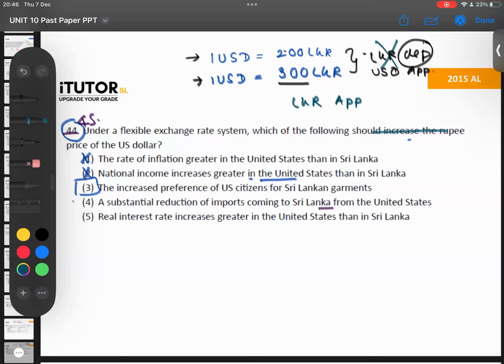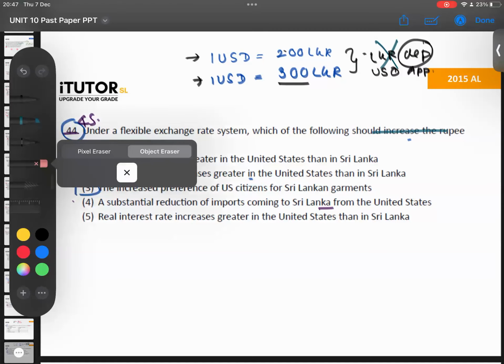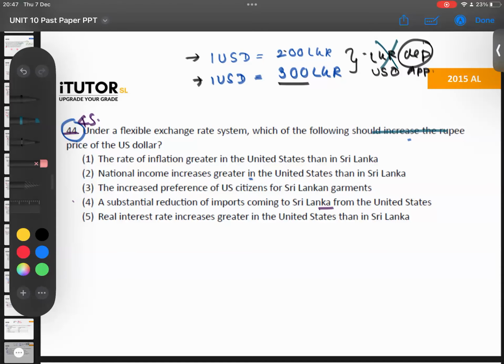We'll try it this way and say, okay, we'll go through each of these answers, Lamai. We'll go one by one. Tell me what will happen. Answer number 1: the rate of inflation in the US is greater.